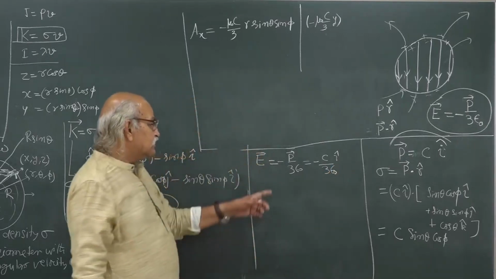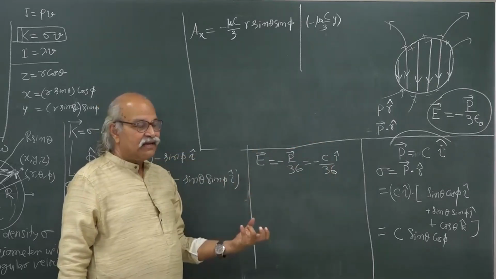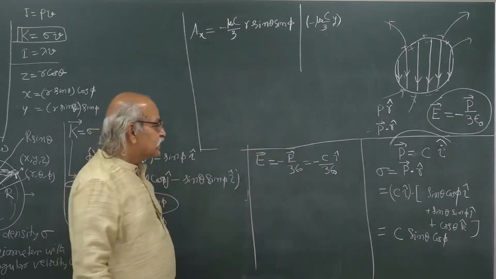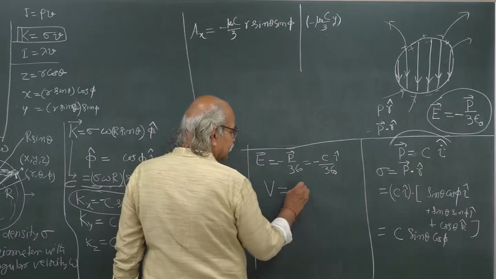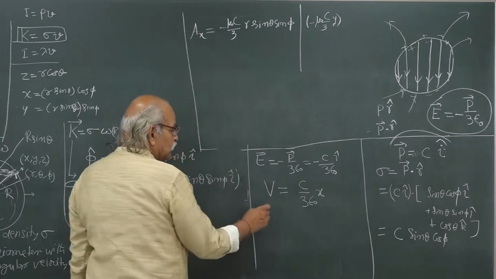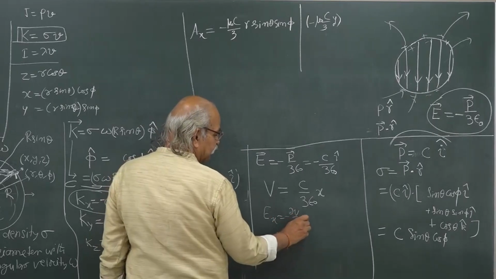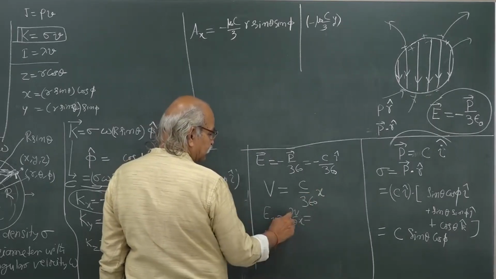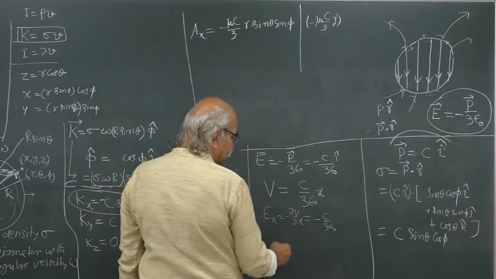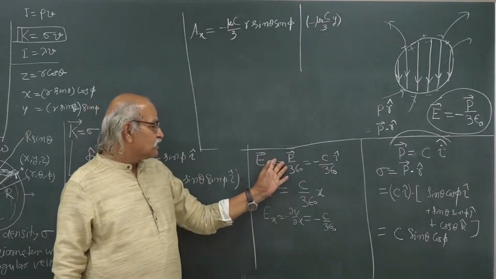The electric field is in the x direction, and therefore the potential will have only x dependence, not y or z dependence, and the potential, you can write very easily, is c over 3 epsilon naught times x. Ensure that Ex, which is minus del V del x, if you differentiate with respect to x and put a minus sign, you will get minus c by 3 epsilon naught, and that is it. You only have Ex, you do not have anything else. So, this potential corresponds to this field.